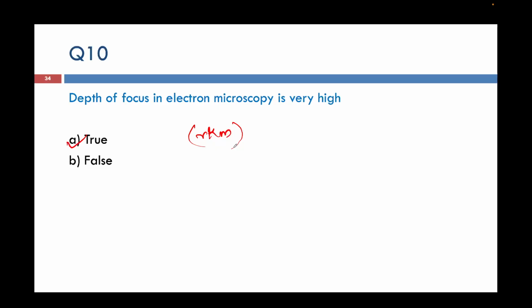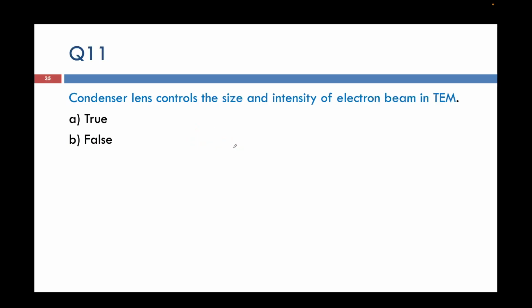Okay, next: the condenser lens controls the size and intensity of the electron beam in TEM. True or false? We have gone through it in our lecture. Can anyone answer? The condenser lens controls the size and intensity of the electron beam in the transmission electron microscope. When I'm talking about the condenser lens, that means it is a condenser lens system, right? True, sir. Yes, it is true, right?